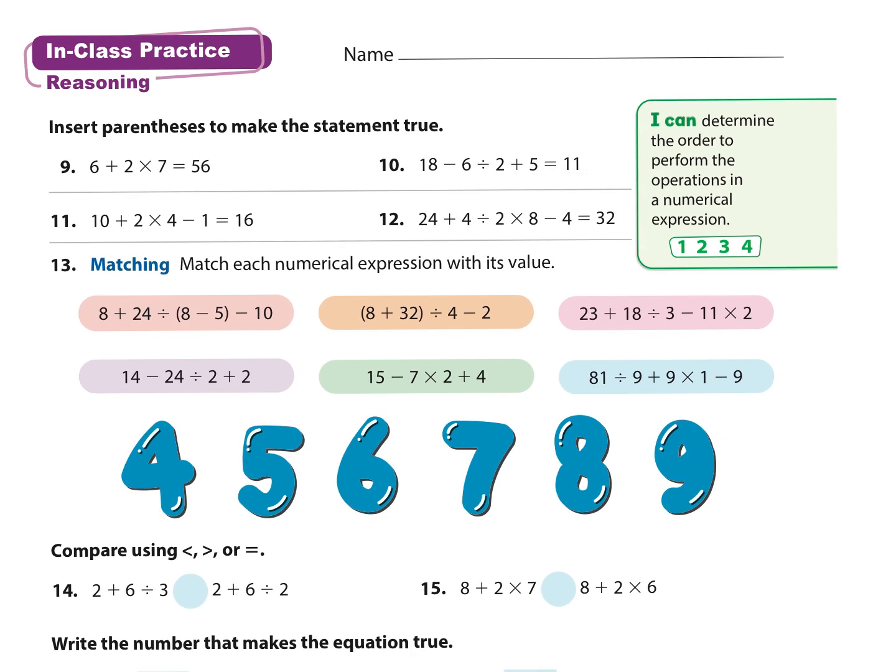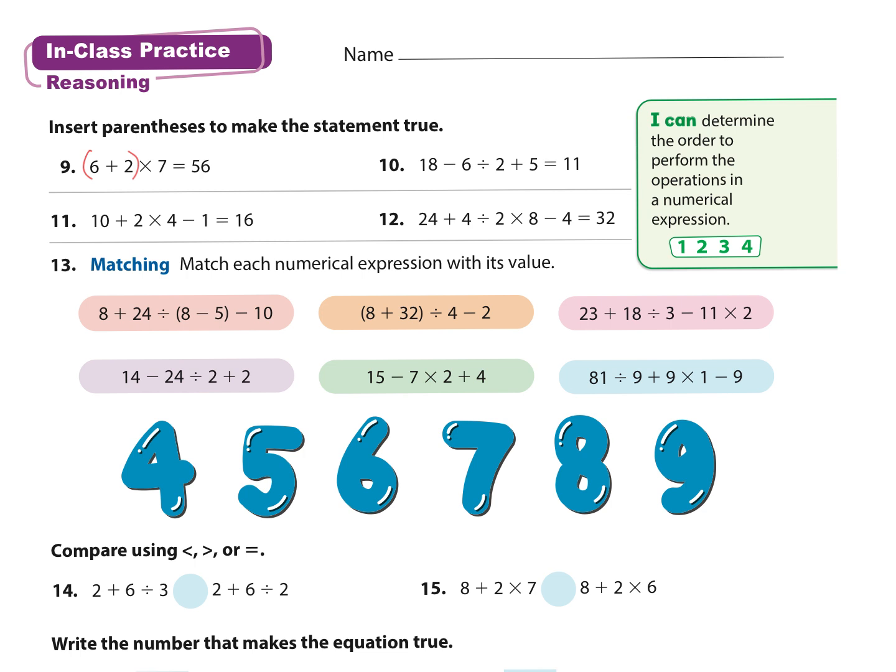Okay, moving along, now you will see that it says insert parentheses to make the statement true. So I'm trying to make number 9 equal 56. How do I make that equal 56? If I put parentheses around the 6 plus 2, what would that equal? 8. And then if I did 8 times 7, will that equal 56? Yes. Okay, so I definitely want to put parentheses around 6 plus 2. That one's done.